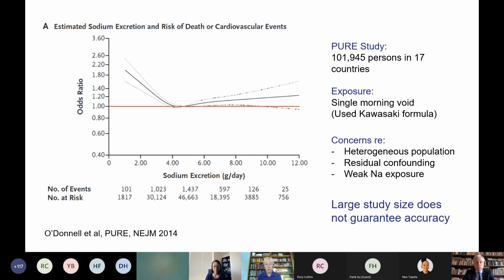And it didn't appear that control was adequate for all of these different factors. There could be a lot of residual confounding. And in addition, the sodium exposure tended to be fairly weak. So a large study size, this study is remarkable in that it's huge, but a large study size doesn't always guarantee accuracy.